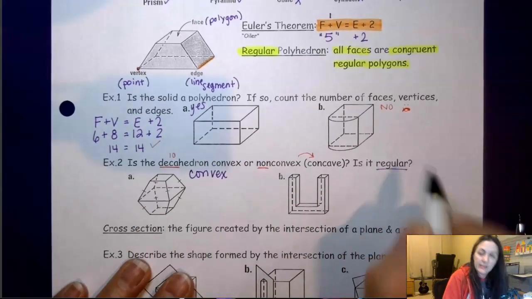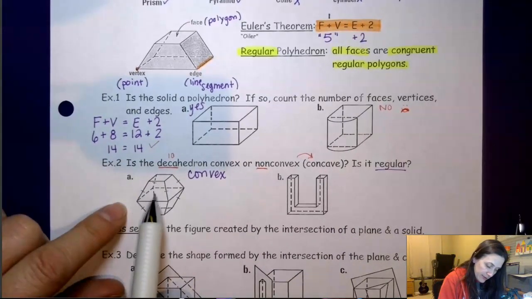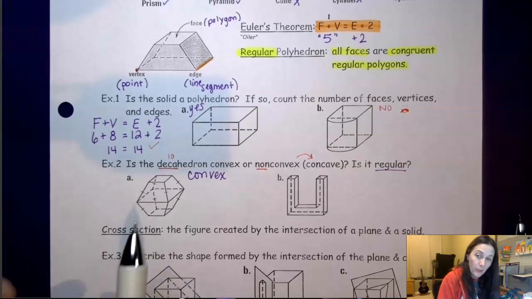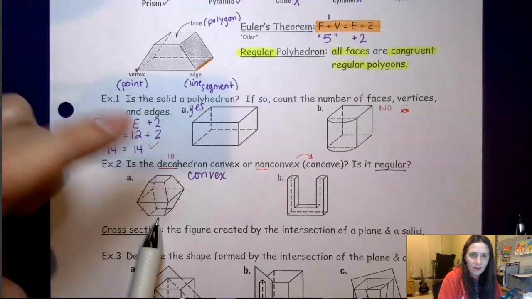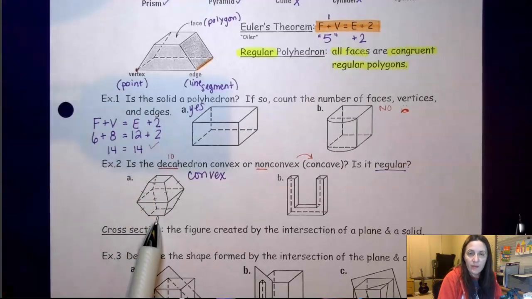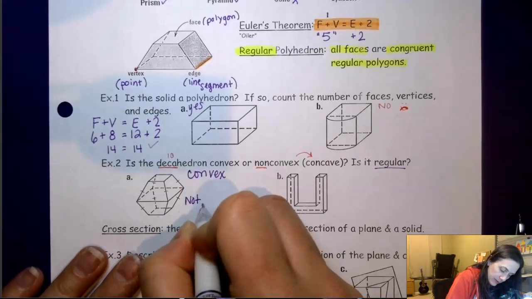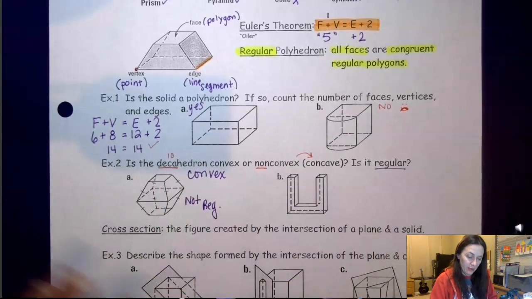And now I have to decide, is it regular? Are all the sides the same? Well, all of the faces are isosceles trapezoids. All the faces on the top, all the faces on the bottom. But the very top and bottom are probably squares, I think. They're not all the same. If they are not all the same, it is not regular. For a minute, you want to say that one's regular, so it's tricky.